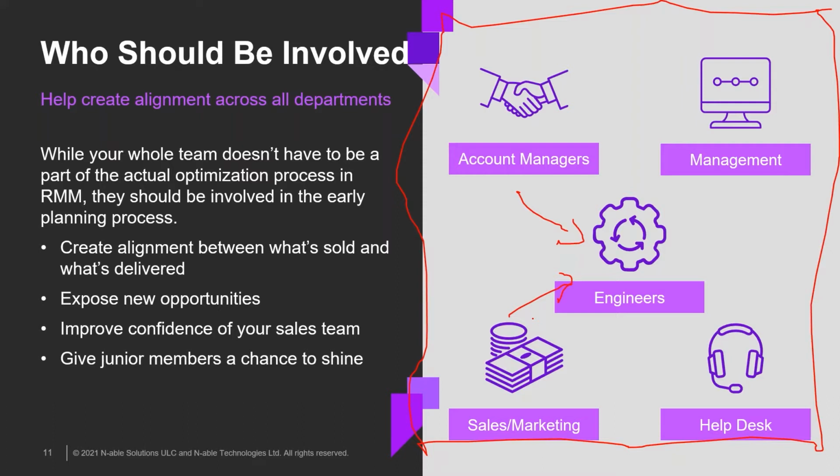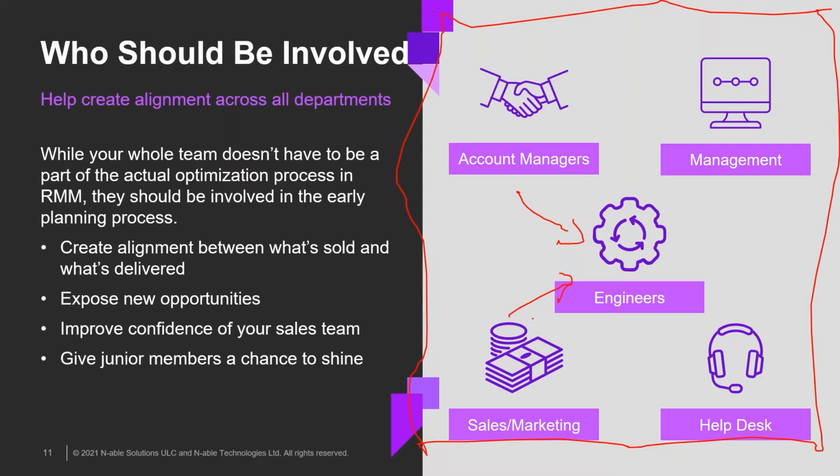You also want to create an alignment between what you sell and what you deliver. So if your account managers say we're going to do patching every week, make sure your patching is done every week. If your account managers say we do patching every 2 weeks and RMM only does weekly or monthly, maybe have a discussion with them and reset that expectation, right? So you want to align what you do versus what you sell.